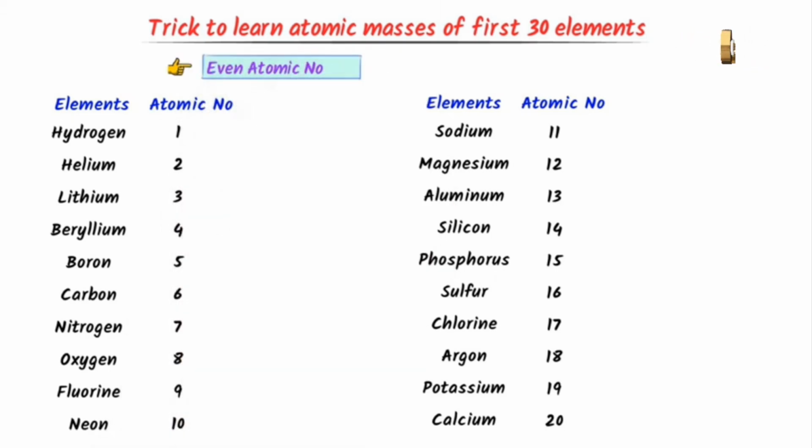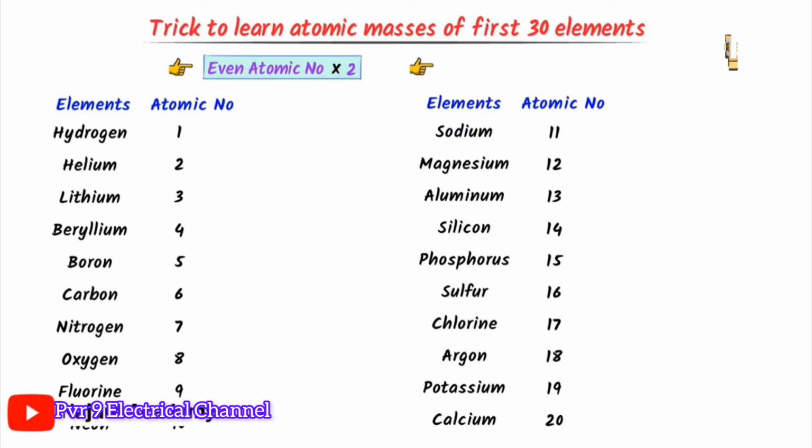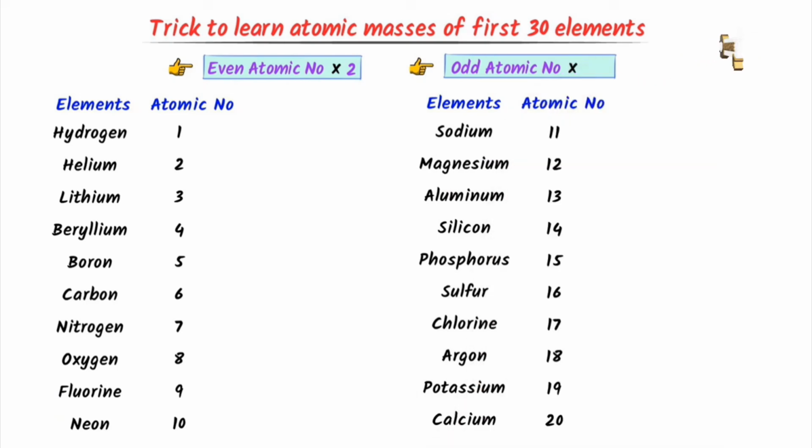The first one is, if atomic number is even, we multiply it by 2. The second trick is, if atomic number is odd, we multiply it by 2 and add 1 to it. Here, wait a minute. We cannot apply these two tricks on 4 elements.